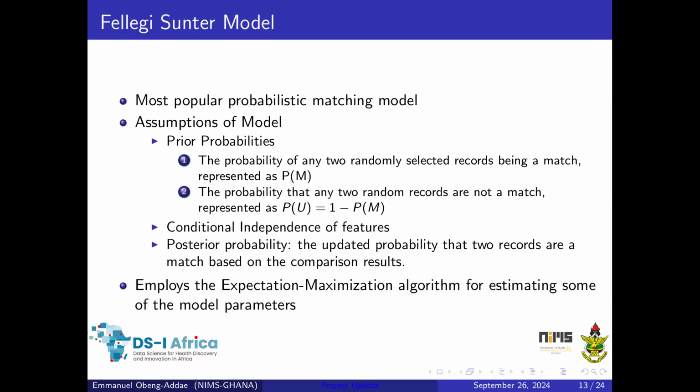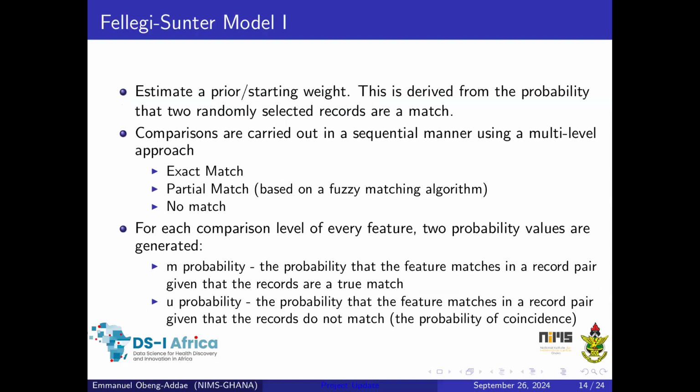Now, the Fellegi-Sunter model employs what's known as the expectation maximization algorithm to estimate some of the key model parameters. And we may not be able to go into all the mathematics of this expectation maximization algorithm, but it's an iterative algorithm just like the popular gradient descent, and it finds optimal model parameters when it converges. So that's all I'm going to say about this. We'll just move on and talk about how the Fellegi-Sunter model works.